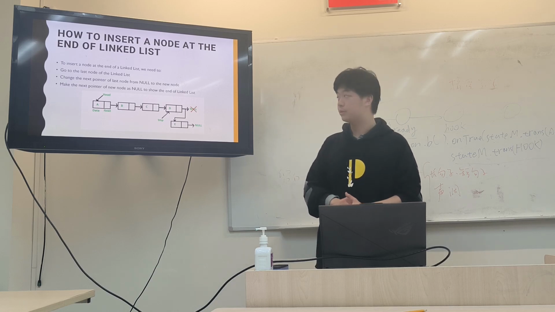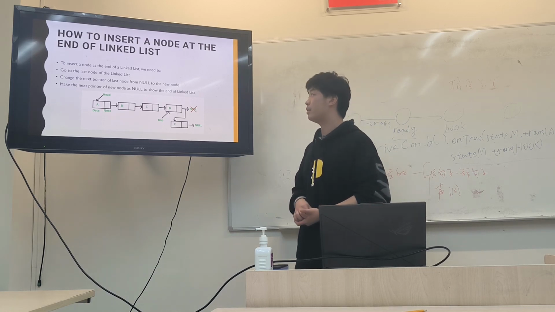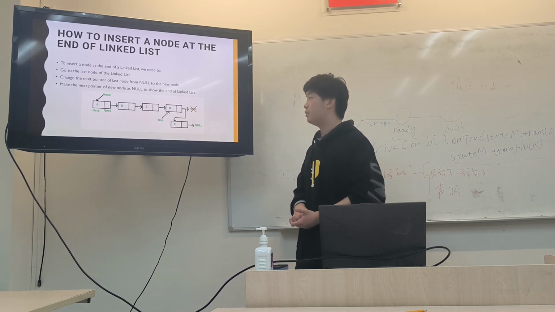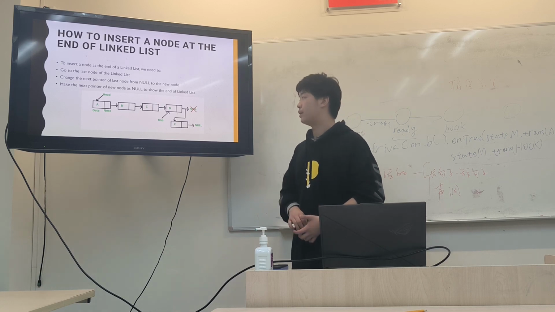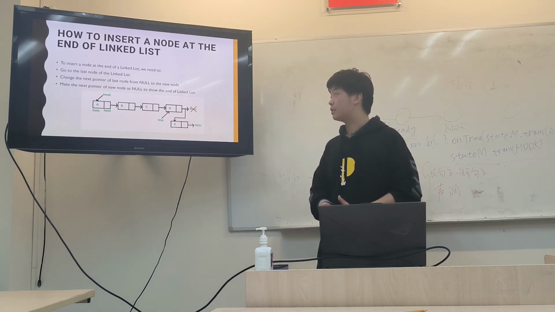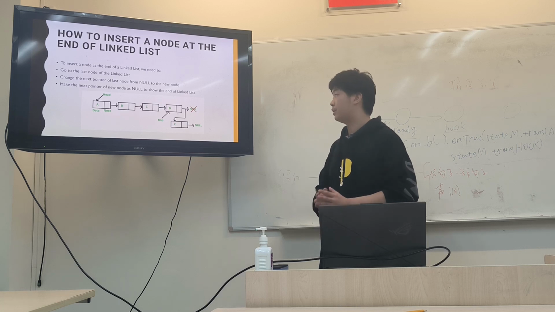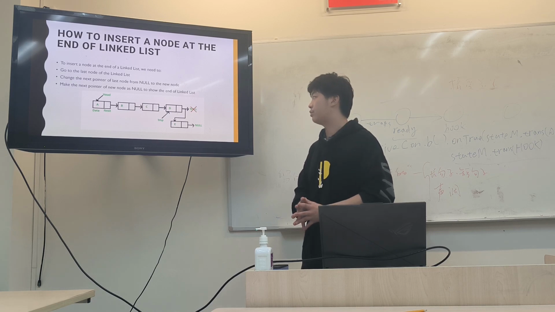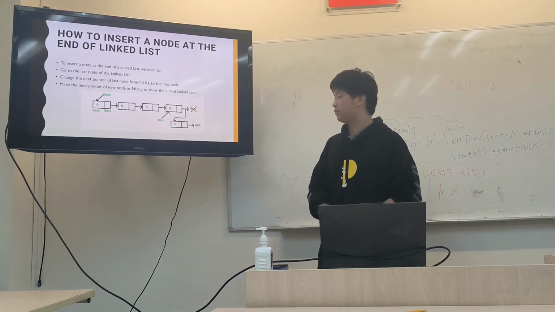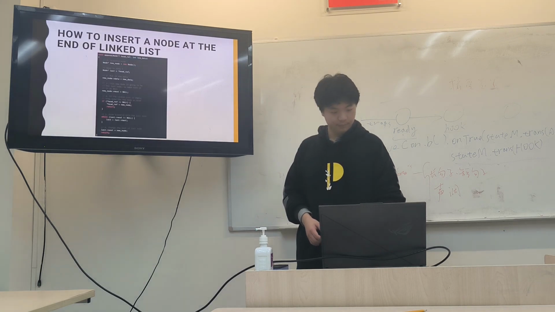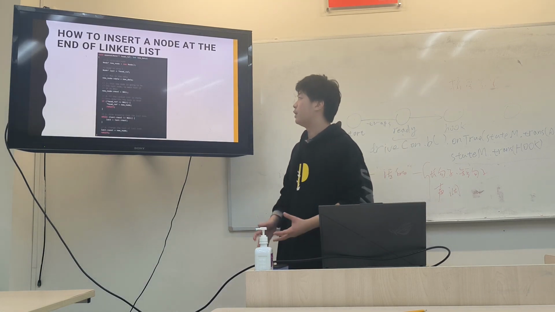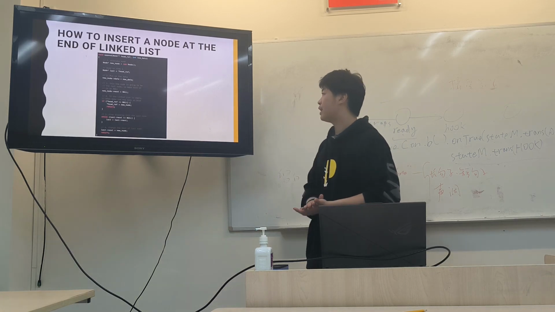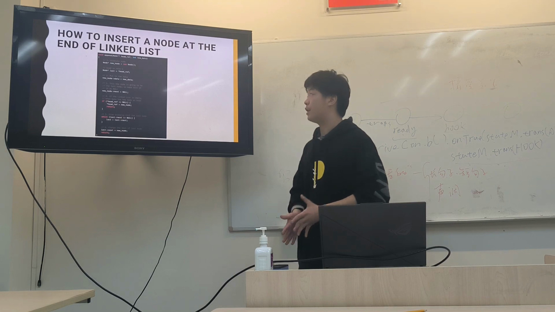And last, we will talk about how to insert a node at the end of a linked list. To insert a node at the end of a linked list, we need to first go to the last node of the linked list. Then we will change the next pointer of the last node from null to the new node. And then we will make the next pointer of the new node null to show the end of the linked list. And here is the code to represent how to insert a node at the end of a linked list.